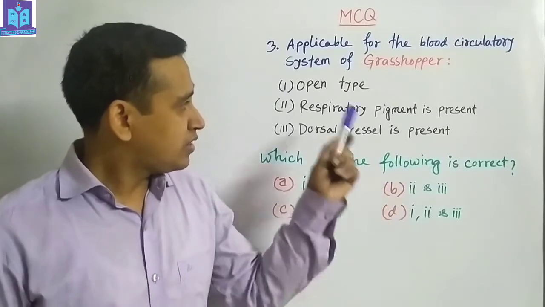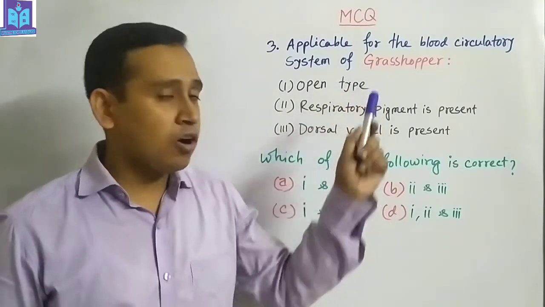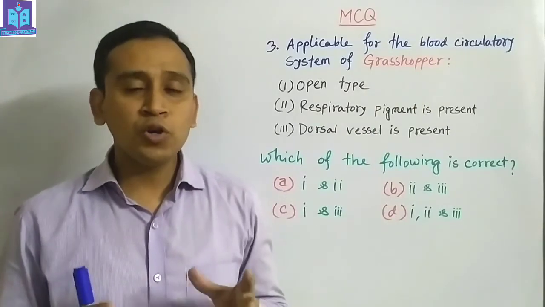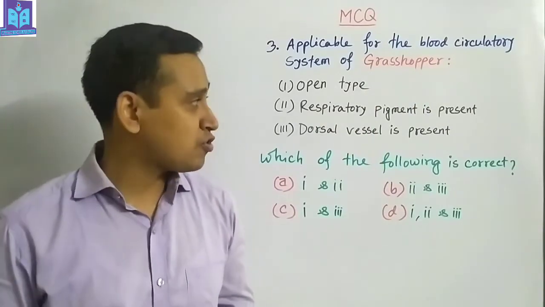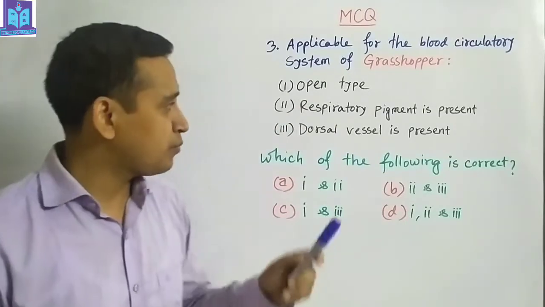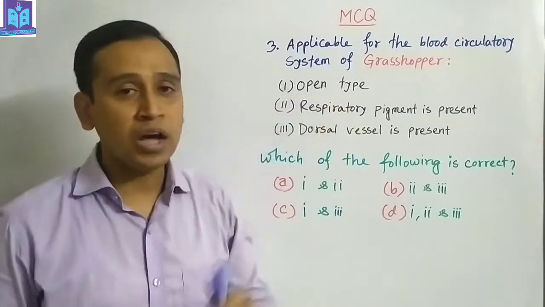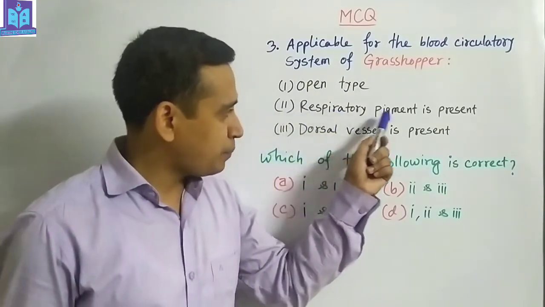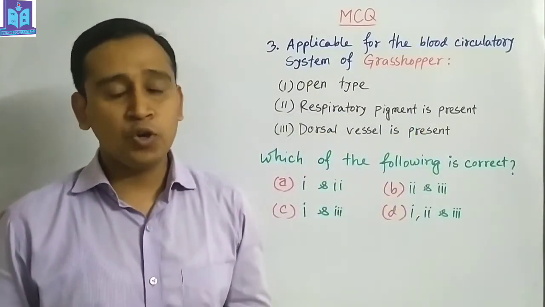So, this information is correct because grasshopper belongs to the phylum Arthropoda. So grasshopper also possesses open type circulatory system. So this information is correct according to the question. And number 2 here, respiratory pigment is present.